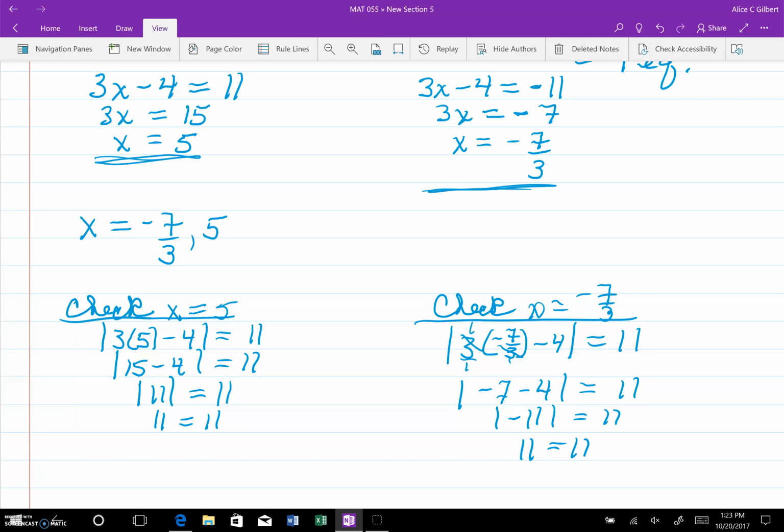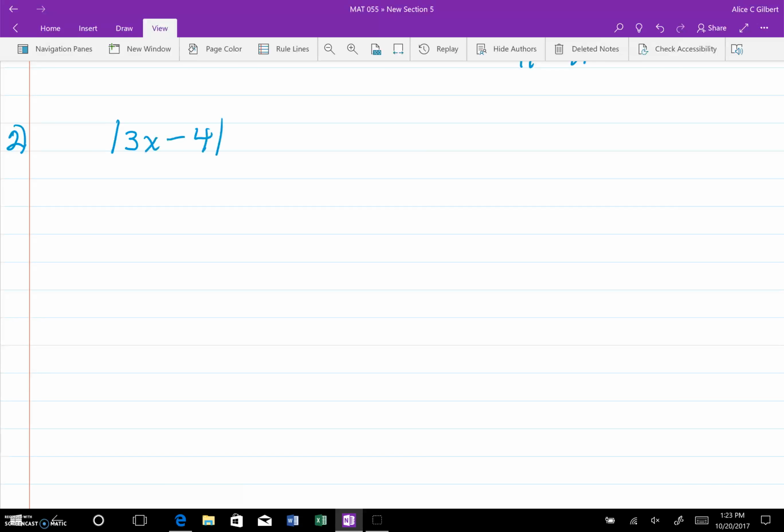Okay? Let's do the next example. Let's say we've got the absolute value of 3x minus 4 is greater than or equal to, and remember it could just be greater than, 11. Okay, so remember again up here, if it's greater than or equal to, I'm still going to do 2 equations. And again, the first equation that I write is this exactly. I just dropped the absolute value bars.